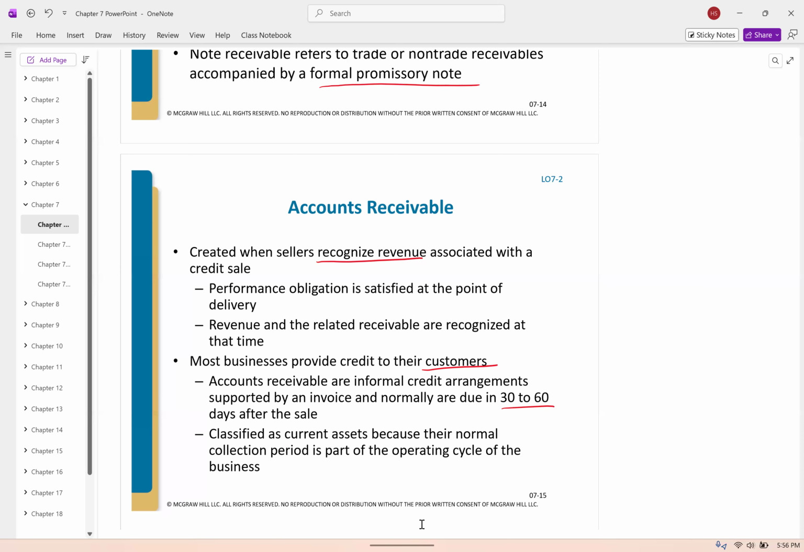Those are usually very expensive items, like a big Caterpillar tractor or something like that. Okay. Classified as current assets because their collection period is part of the operating cycle and they plan on collecting it. Yes, they may not collect it because it could be bad debt, but they plan on collecting that within the period. So it is current.